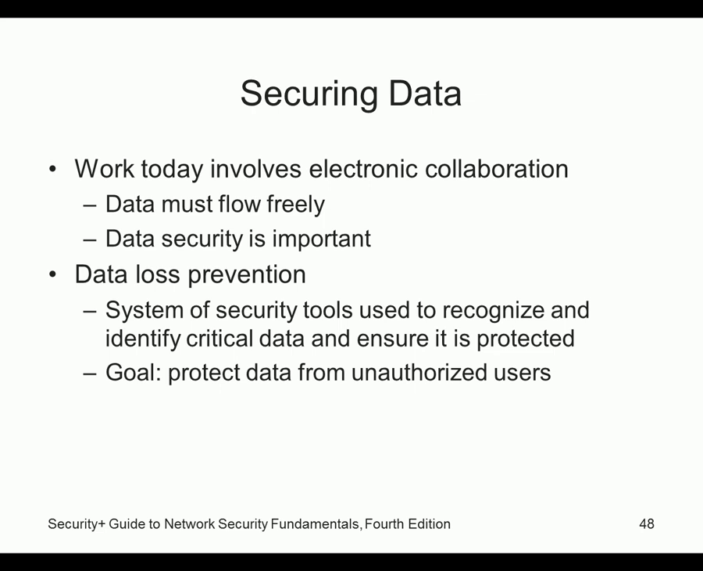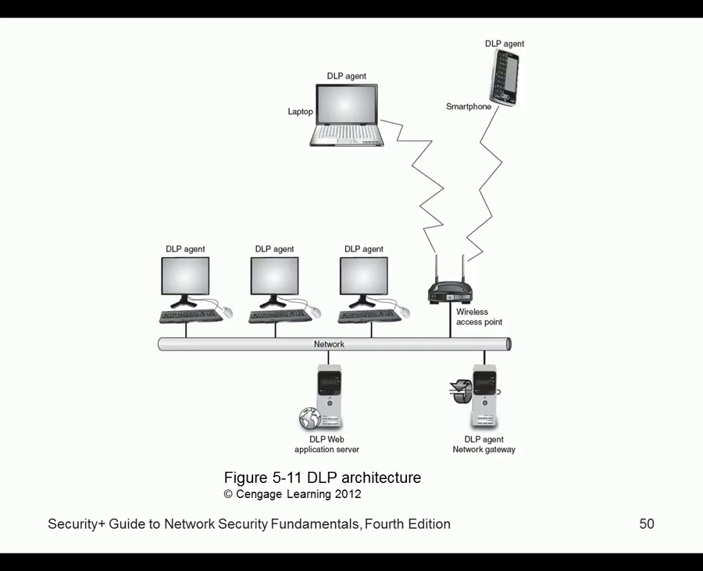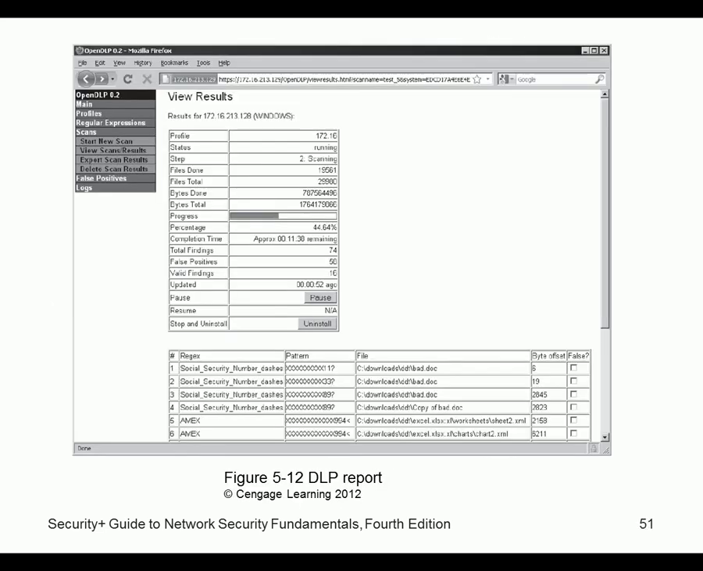The goal is to protect the data from unauthorized users. Again, make sure it's available. It says data loss prevention looks at data in use, data in motion, and data at rest. And here's a picture of the architecture of that.